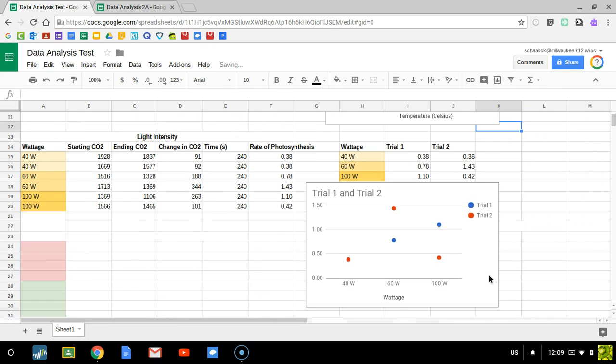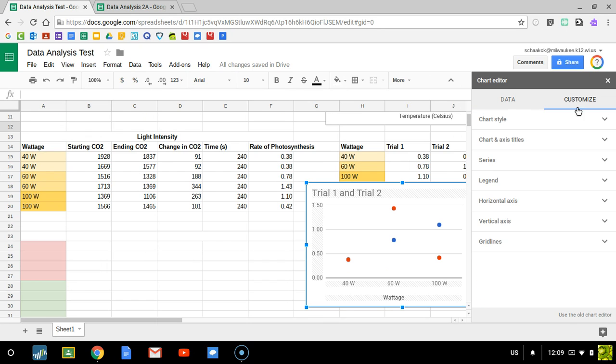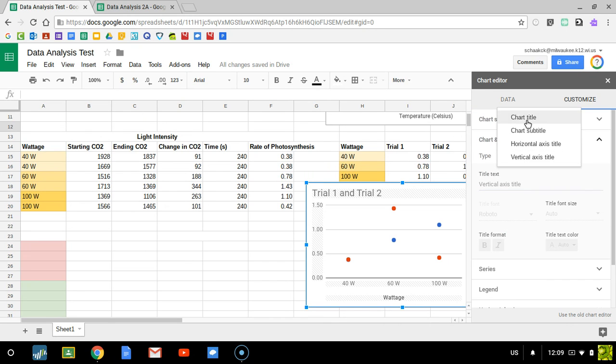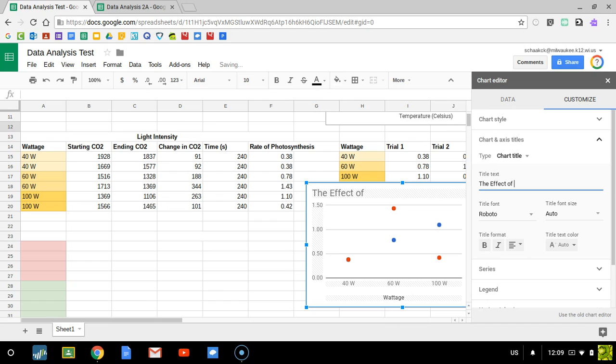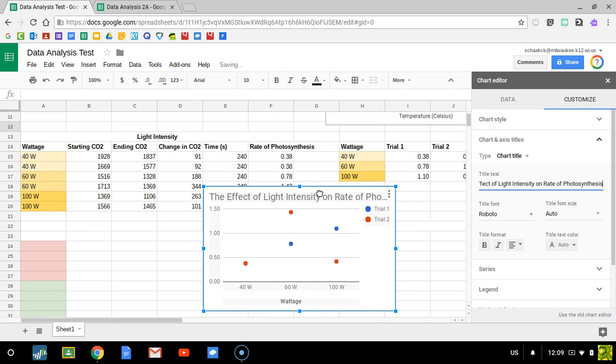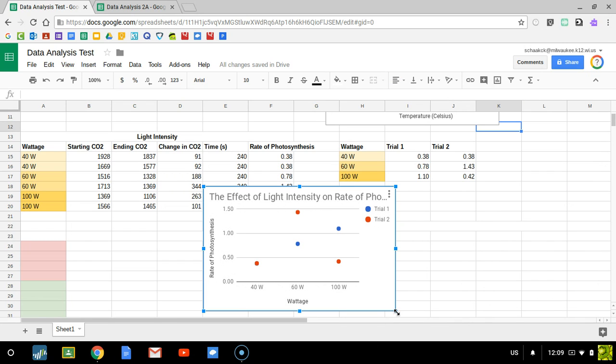Now my second graph, I'm going to do the same thing. I'm going to click. It needs a title. So make sure you're on chart title, and that chart title is going to be the effect of the thing we change on the thing we observe. Okay, perfectly good chart title. And now, fortunately for me, it already recognized that my horizontal title, I wanted it to be wattage. So my vertical title, this is just over here, and this is showing me the rate of photosynthesis. Okay, beautiful. So there we go.